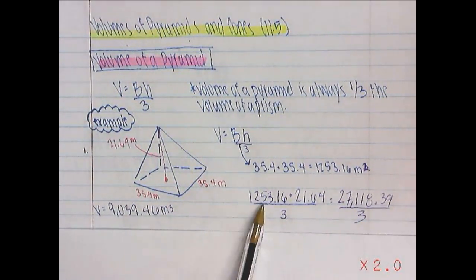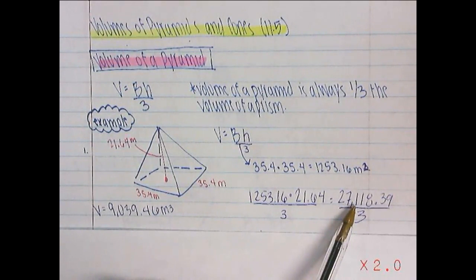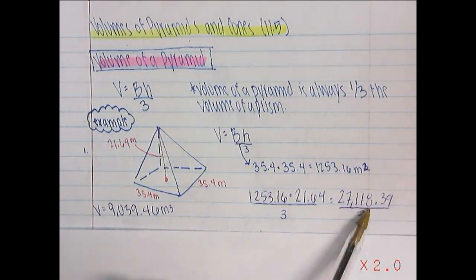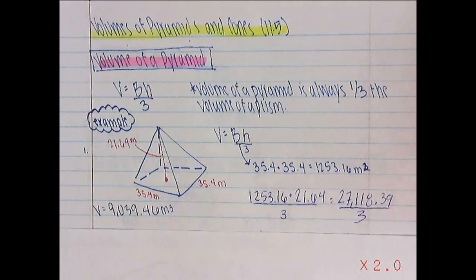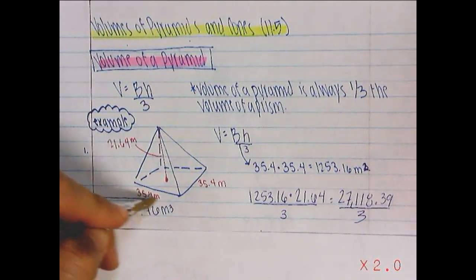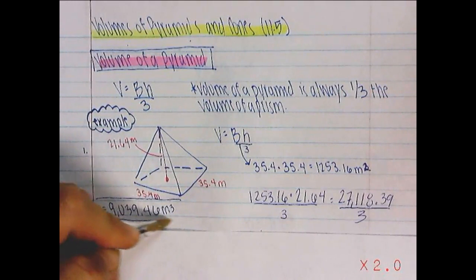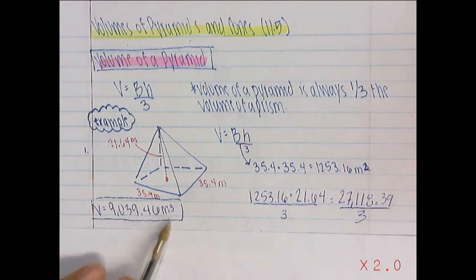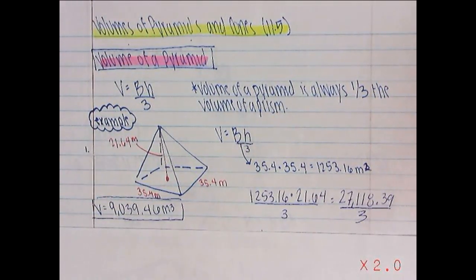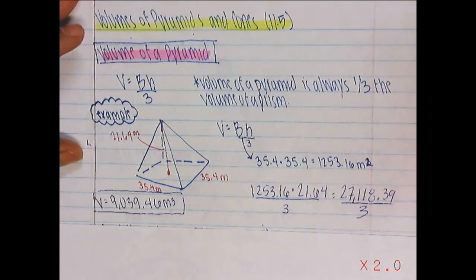So I multiply, and I get 27,118.39. And I'm going to divide that by 3. And my final volume is 9,039.46 meters cubed. Remember that I'm really looking for your specific units this chapter. So that is example number 1. Just a straightforward volume question.